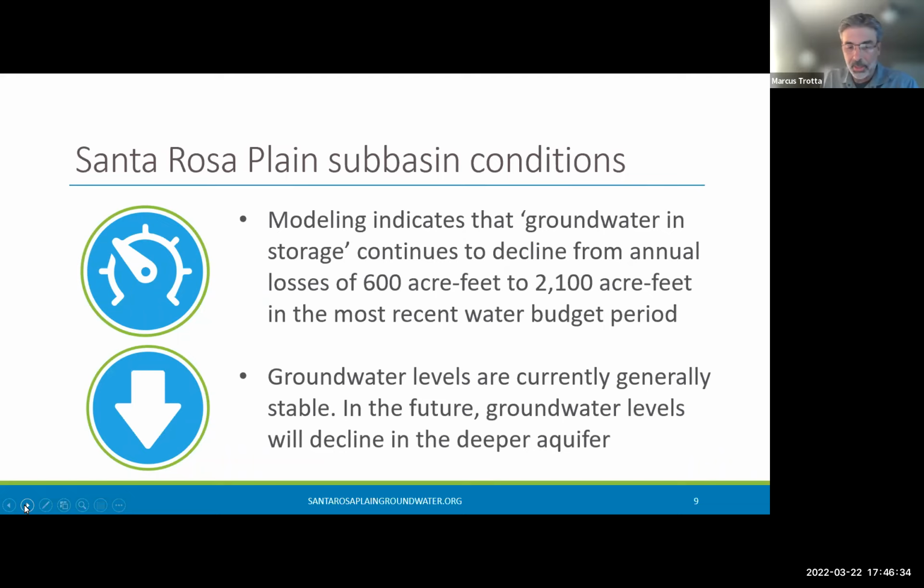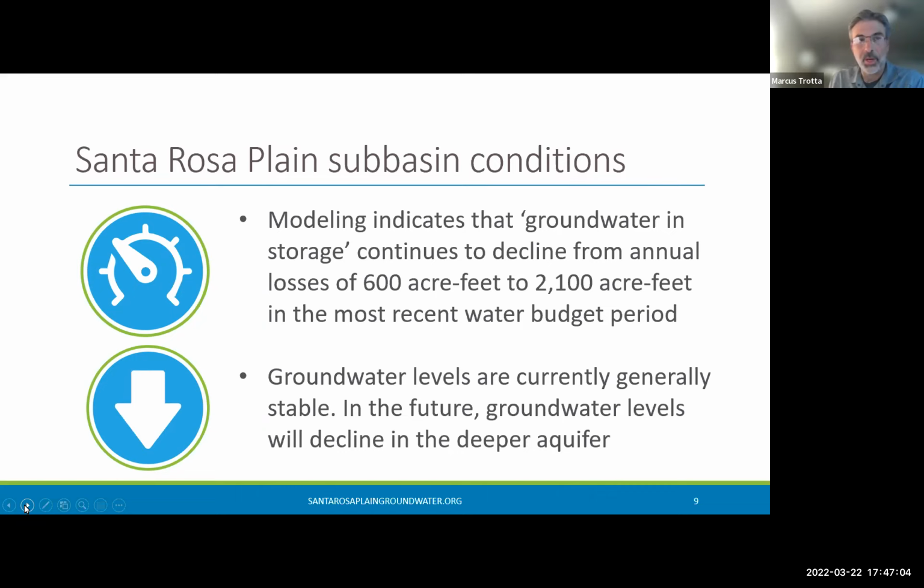The last sustainability indicator I'll describe is the chronic lowering of groundwater levels. This is something that the GSA needs to avoid. And while groundwater levels throughout the basin have generally been stable recently, and we actually have seen some areas of increasing groundwater levels where there have been some historical reductions in groundwater pumping in some areas of the basin.